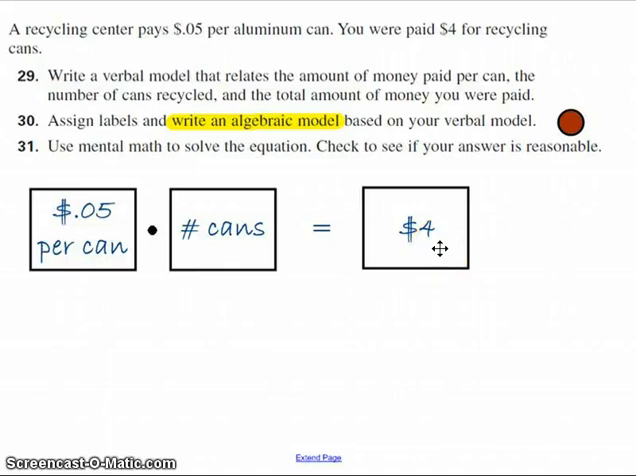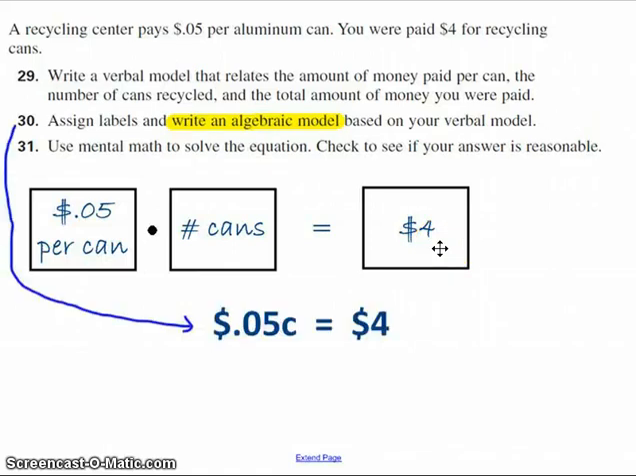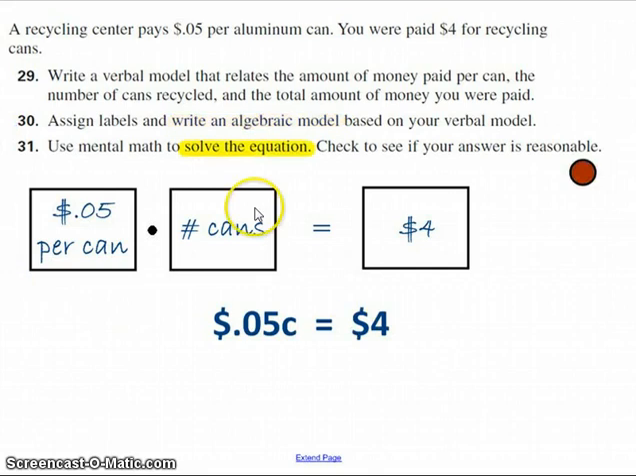Okay, I'm going to assume again that you did that. And here's the algebraic model that I came up with. It's 0.05 times cans, or in other words, 0.05C is equal to $4. Notice I've gone ahead and left the units in there because I don't want to get lost. Now, the third and final step is to solve the equation. Once again, hit the pause button, do that, and come back, and we'll talk that through.